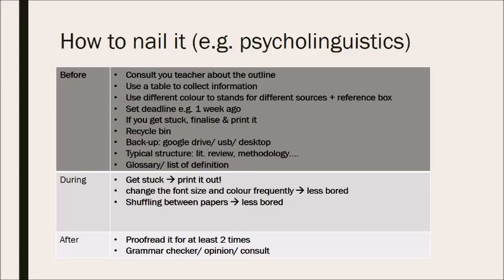And then you may also change the font size and the color frequency, so you will become less bored when you're doing a term paper. And then you may also shuffle between different papers if you have many papers. For example, you may do your psycholinguistics paper, and at the same time you may be doing a dialect paper. And after doing a term paper, I think you should proofread it at least 2 times. You may use some grammar checkers like Grammarly, and they're really useful.